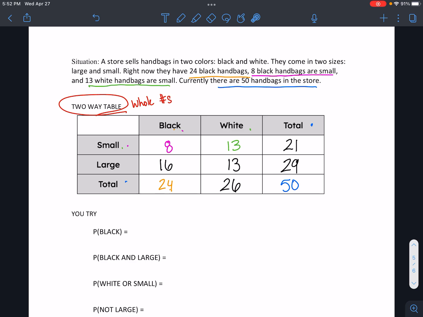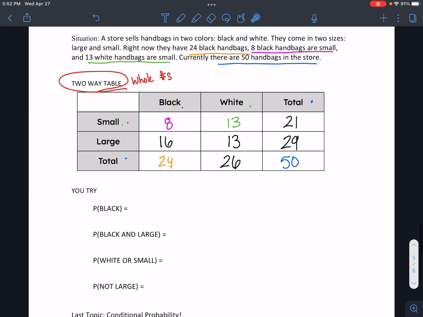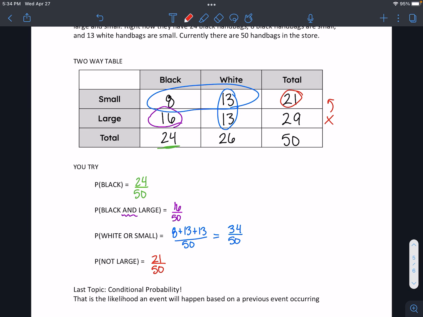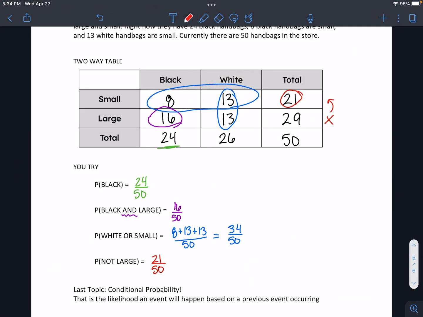So we can then calculate probabilities just like we did in the other situations, thinking about those and, ors, and nots. So pause your video right here. Try out these 4. All right, then let's check our work for those 4. And we will talk about our last topic, our final topic.